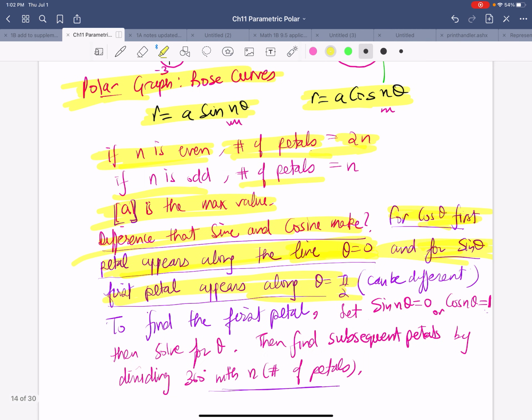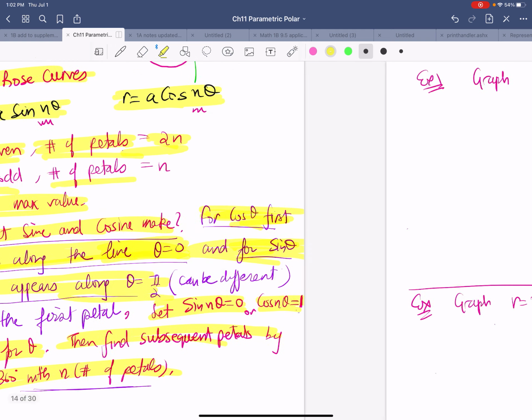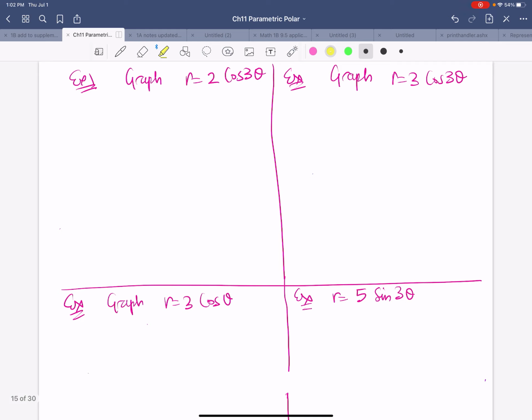To find the first petal, we're going to let sine n theta is equal to 0 or cos n theta is equal to 1, and we'll solve for theta. Then find the subsequent petals by dividing 360 by the number of petals. Let's look at some examples. So we're going to start with r is equal to 2 cosine 3 theta.